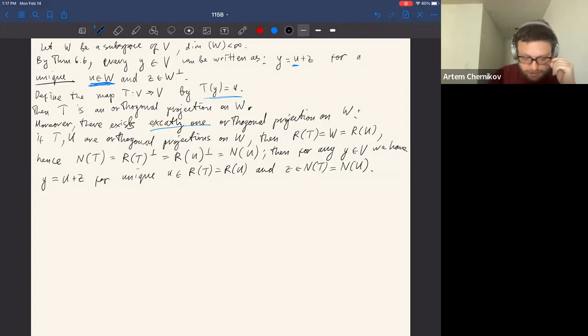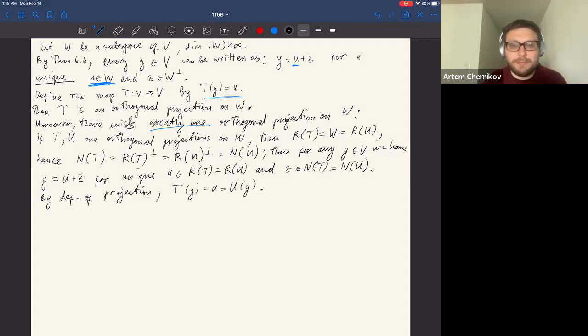Okay, but by definition of projection, we then must have that T of Y is equal to U, and which is also equal to U of Y, right? So this shows that T and U must agree. And Y was an arbitrary vector, right? So T is equal to U. So this shows that there can be only one orthogonal projection to a given subspace.